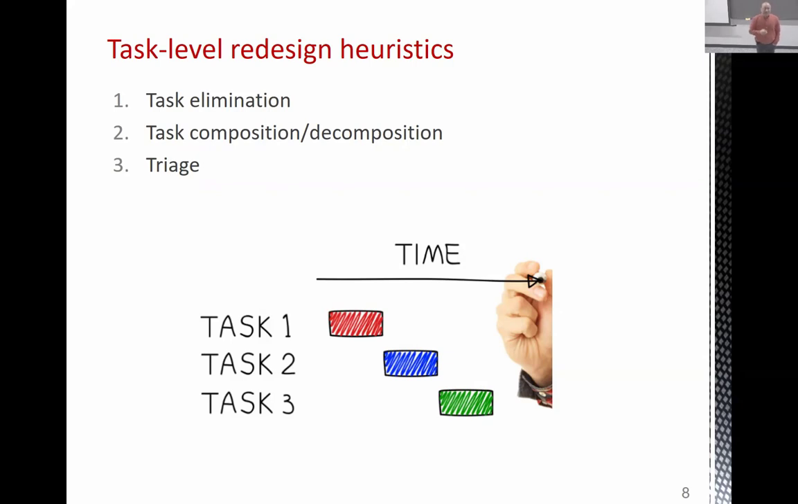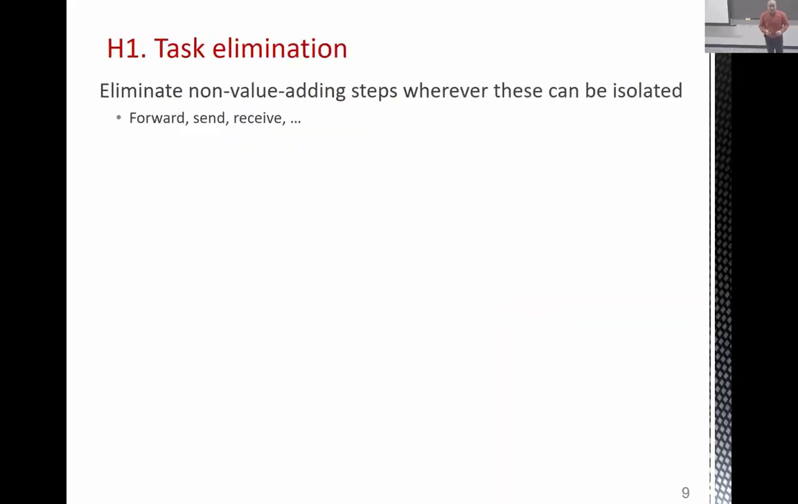In a business process, as far as individual tasks in the process are concerned, you can do 3 things. You can remove a task, or, by the way, do the opposite. You can add a task. You can take 2 tasks in the process and merge them, or the opposite. You can take a task and break it into 2 pieces. There are 2 ways, as you will see, of breaking a task into pieces. One of them is what we call decomposition, and the second one is called triage. And triage is the 3rd task level redesign heuristic. Let me go concrete, introduce each of these 3 heuristics, and give you some examples.